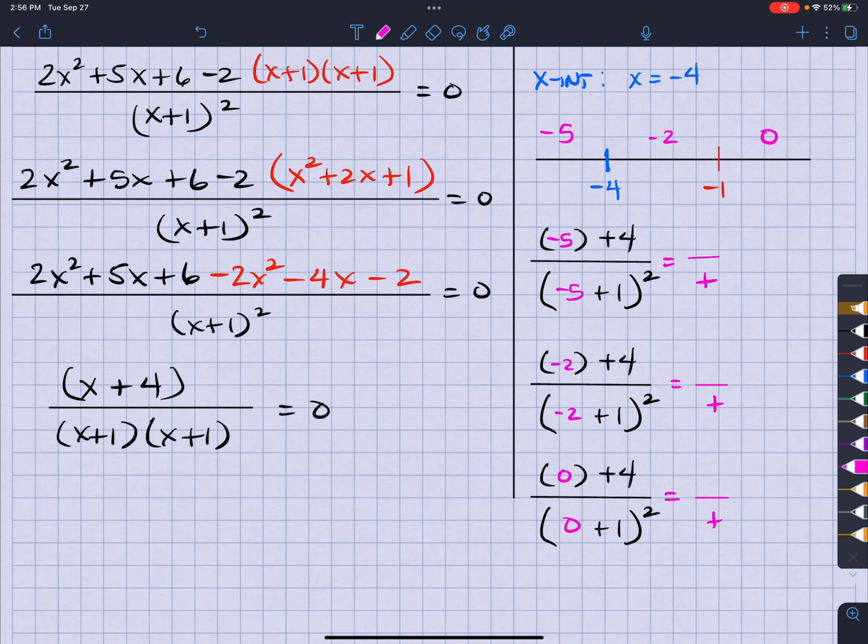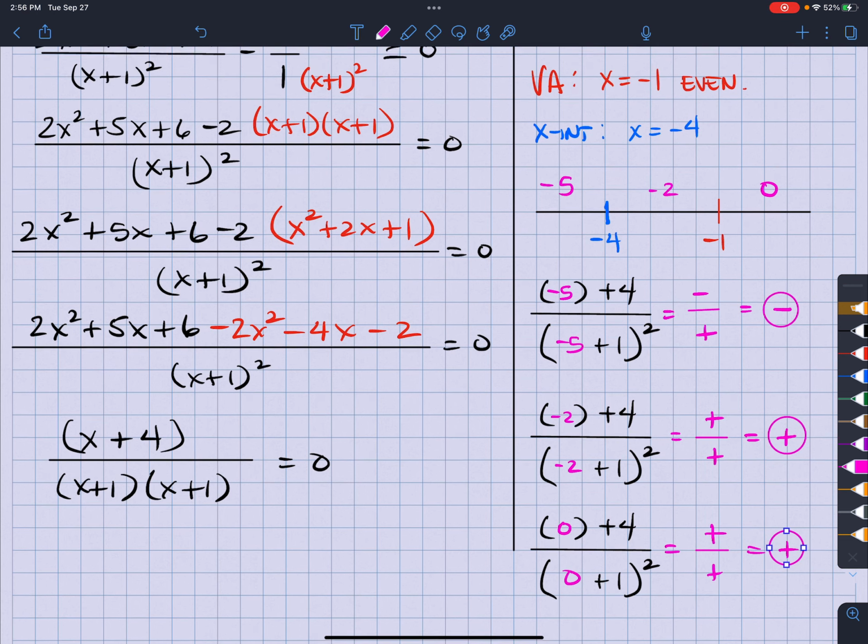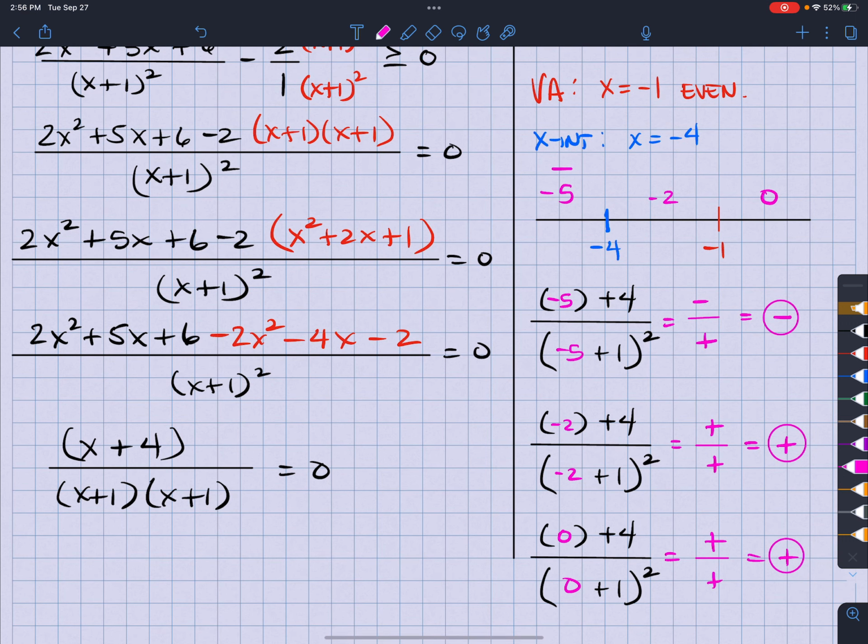Right? So on the top, this is going to be negative, so I'm actually going to have a negative here. -2 plus 4 is going to be positive, so it's going to be positive here. And then 0 plus 4 is positive, so it's going to be positive here. Okay, so if I look, it's going to be a negative, positive, and positive.